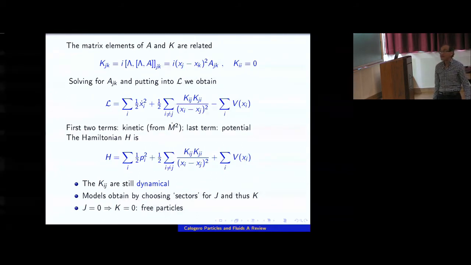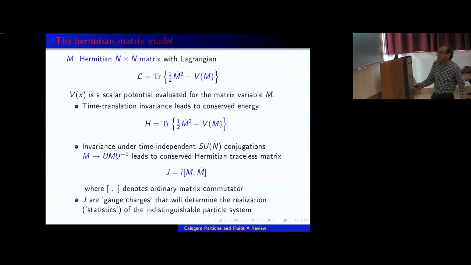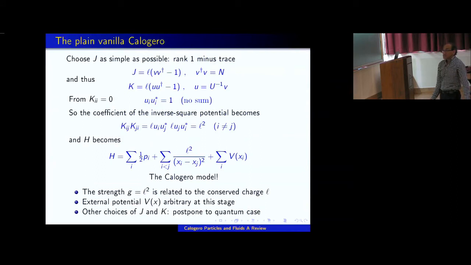This is the well-known fact that if you look at the sector of this model that is invariant under unitary rotations, that's what J equals 0 means, you get free particles. Where do you get the Calogero model that we know and like? You say, okay, if J is 0, it's not interesting, it's free particles. I would like to make J non-zero and keep it as simple as possible. What's the simplest form of J that I can have if it's not 0?